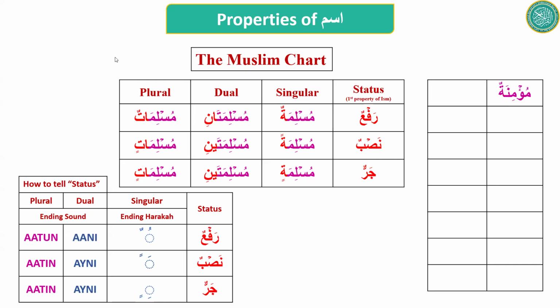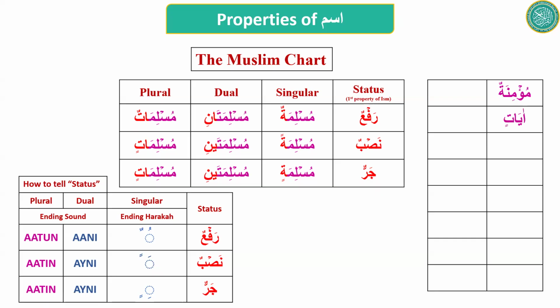Mu'minatun. Is it Rafa, Nasab, or Jar? Brother Musab, what do you think? It's Rafa. Stay with me, you have Sister Khawla with you. Next word, Sister Khawla. Ayatin. Is it Rafa, Nasab, or Jar? Jar. Good.